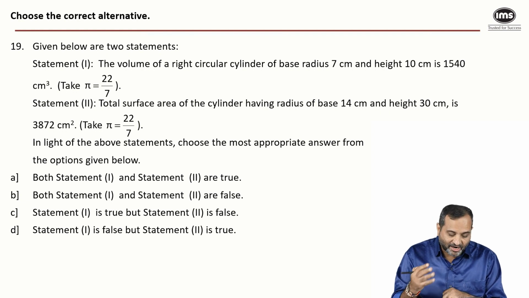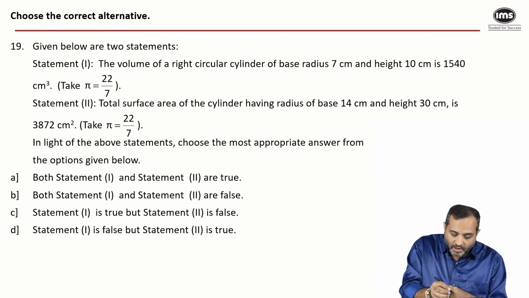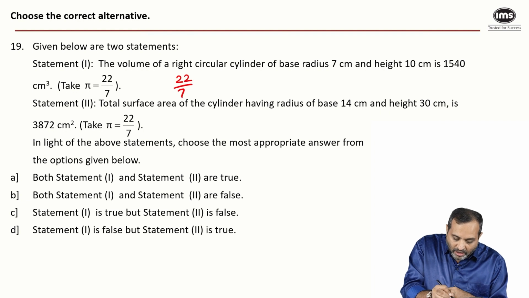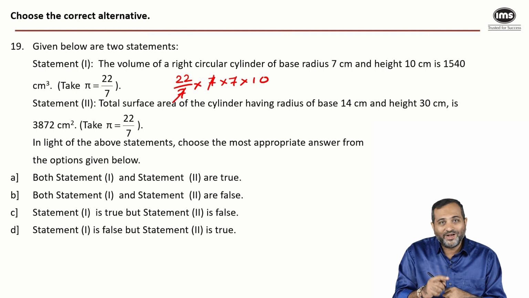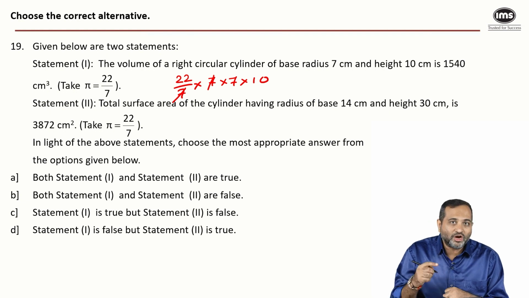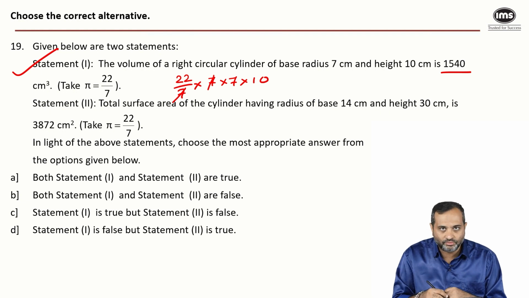Once again, we have started getting questions of two statements. Let's look at the first statement. The volume of a right circular cylinder of base radius 7 and height 10 is 1540. Let's check. How do you find volume of a cylinder? It is pi r square h. So 7 into 7 into height 10. 7 gets cancelled out. I know 22 into 7 is 154, into 10 will give me 1540. So statement 1 is definitely true.